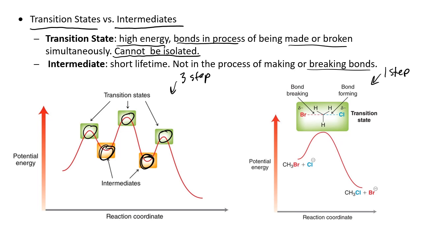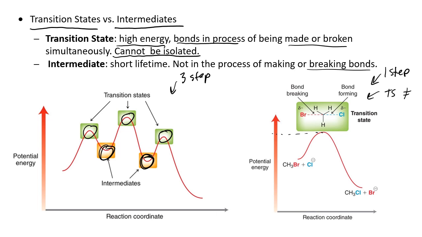And I just wanted to show you this so you could see that the transition state sometimes gets the symbol with a double dagger. And the transition state is a very high energy, right? The energy is the highest. High energy chemical species where bonds are in the process of being made or broken.